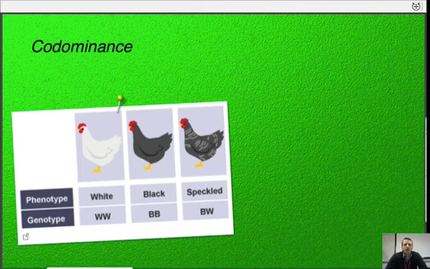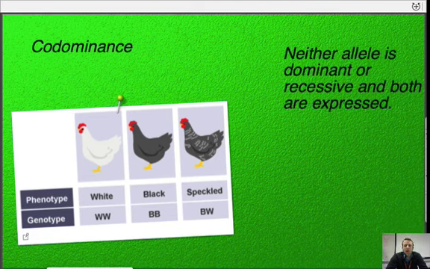So looking at codominance here, you can see this picture where we have a white chicken, a black chicken, and a speckled chicken. And notice those genotypes there. Big W, big B, and then it comes out for that speckled chicken, a big W and a big B. Notice you have two dominant phenotypes there. So that happens with codominance because in codominance, neither allele is dominant or recessive and both are expressed. So both that white phenotype is expressed along with that black phenotype, and that's how you get that speckled chicken that's kind of a black chicken with white in it as well.